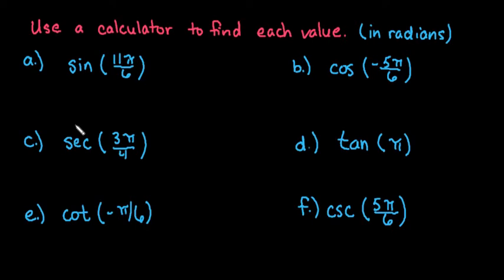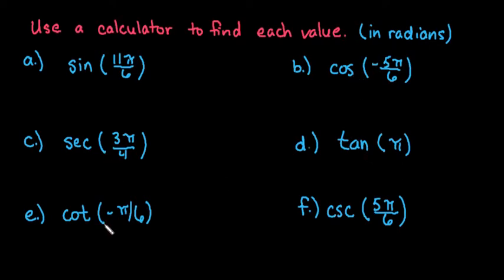For this video, what I want to do is show you how to use a free online scientific calculator at Desmos.com to find sine, cosine, secant, tangent, cotangent, and cosecant. For these, they are in radian mode, so you do want to make sure that you are in radians and not degrees. Sine and cosine and tangent are all programmed in there.